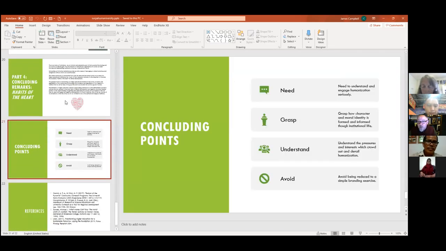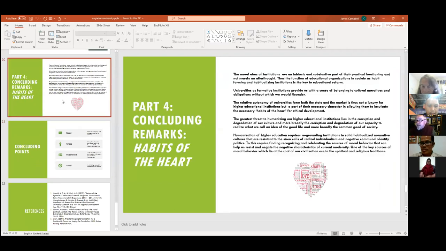Basically, all I really try to argue is that the moral aims of institutions are an intrinsic and substantive part of their practical functioning, not merely an afterthought. Organizations are habit-forming and habitualizing institutions, and understanding the way that we integrate, connect to each other is a key to understanding the nature of educational reform. Universities as formative institutions can provide us with a belonging to cultural narratives and obligations without which we can founder, thus my theorization with adab.